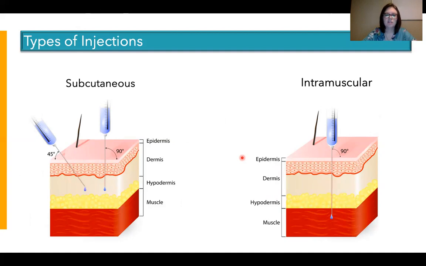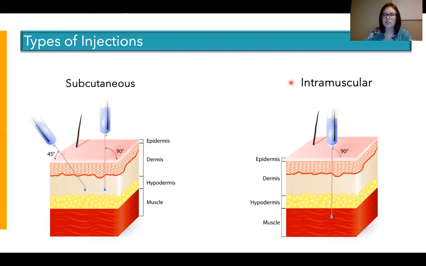But just to mention a few things, there's a couple different types of injections. There's subcutaneous and there's intramuscular. These are different kinds that you might give at home. The subcutaneous ones go into the fat tissue. So this is something like insulin. Blood thinners can also be subcutaneous. That might be something you have to give. And they just go into the fat tissue.